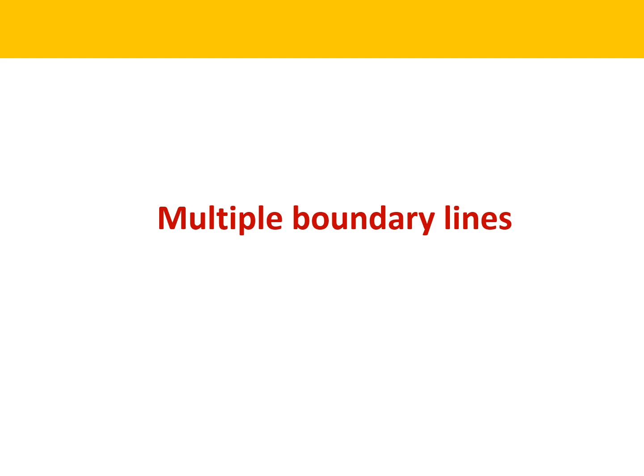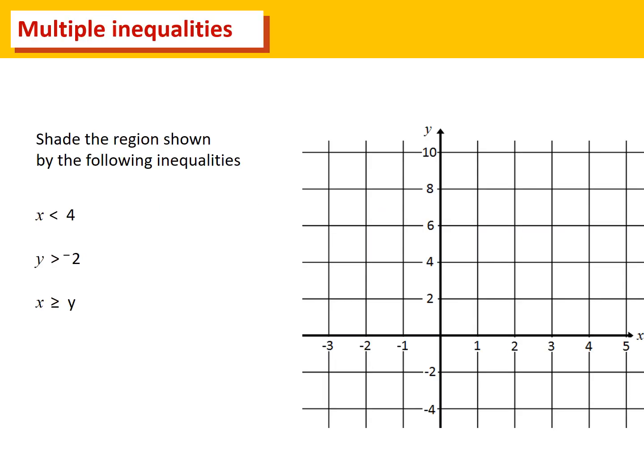Here we're going to look at multiple boundary lines, which you may think will give multiple regions, but in actual fact, they will just give us a single region, as we will see. So here we've got three inequalities. Our first one is x less than 4.